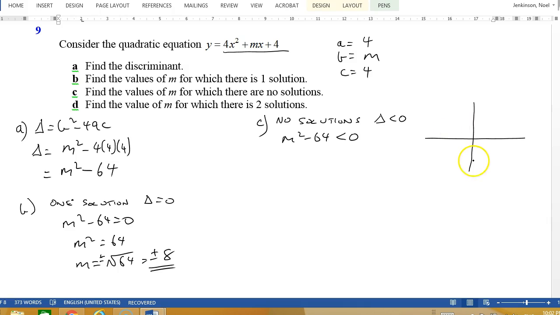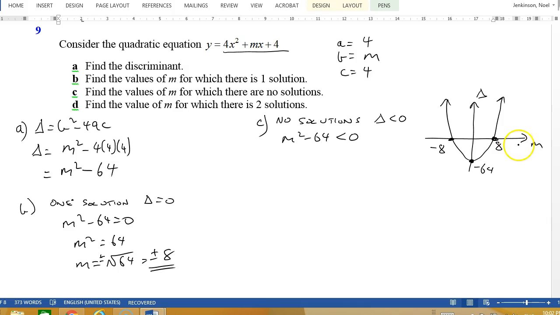It's down there at negative 64, and it goes there like that, and there like that. And this is a graph of the discriminant versus m. And it cuts there at 8, and it cuts there at minus 8, which is what we established in part B.